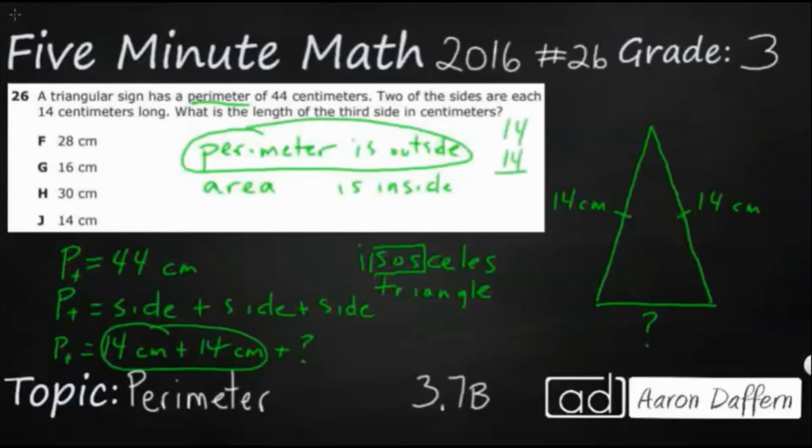14 and 14 is 28. Now take a look. 28 is an answer selection here, but that's just what two sides are. That doesn't show us what the third side is, so that's going to be a wrong answer, but it's a tricky wrong answer because it's sitting right there. So really, our perimeter is 44.